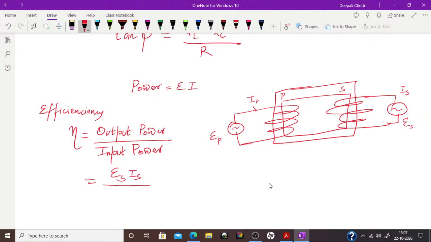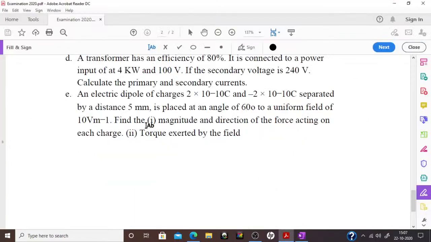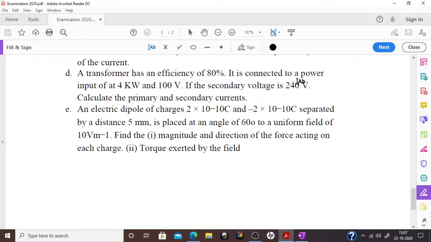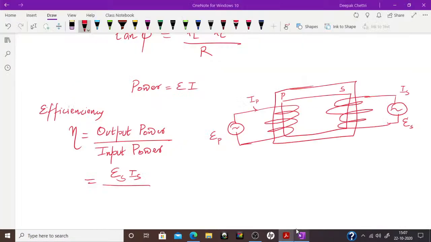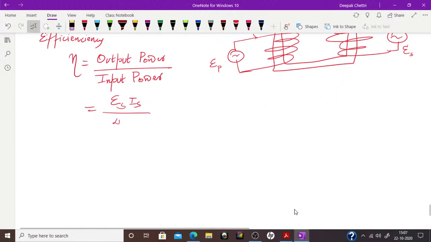Now input power is given in the question. How much is it? It is connected to a power input at 4 kilowatt. So this is the input power. Okay, 4 kilowatt is the input power. Now efficiency they have said is how much? Efficiency is 80%. 80% means what? 80% means 80 divided by 100, right? Percent, if you want to change it into fraction, you divide by 100. So you'll get 4 by 5 here.